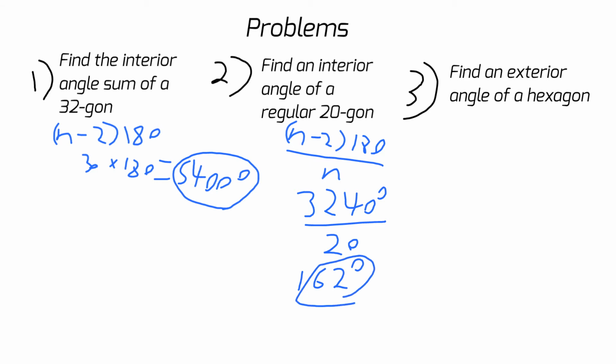If we move on to number 3, it says find an exterior angle of a hexagon. A hexagon has 6 sides, and so if we do 360 divided by 6, we get 60 degrees.